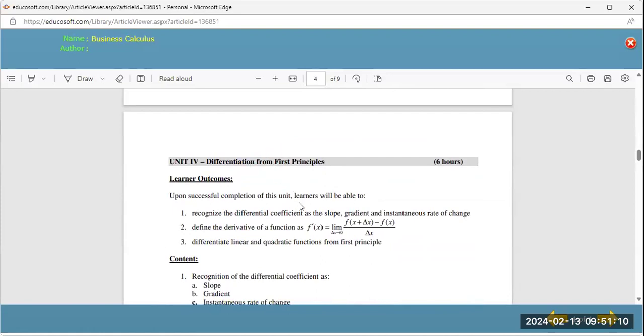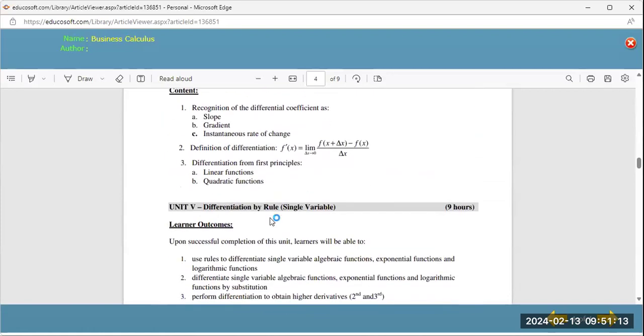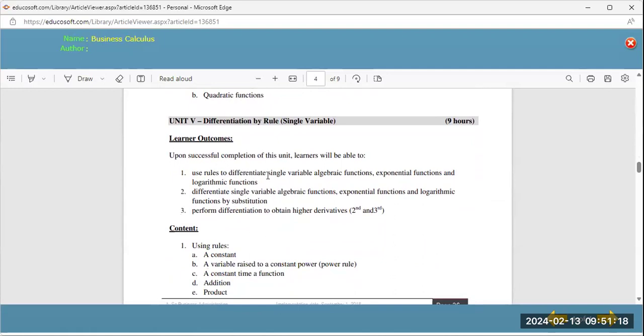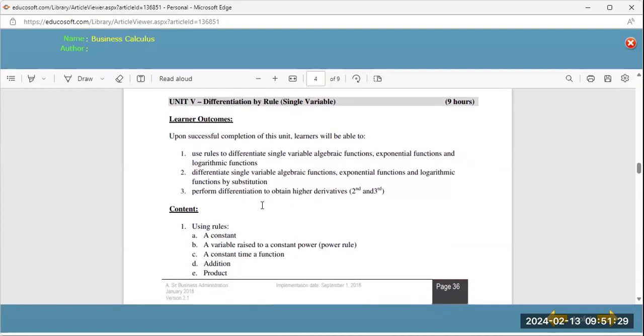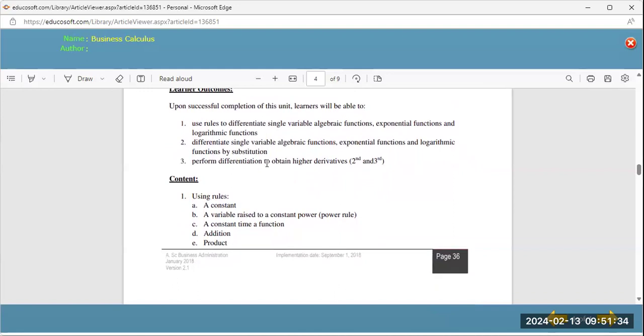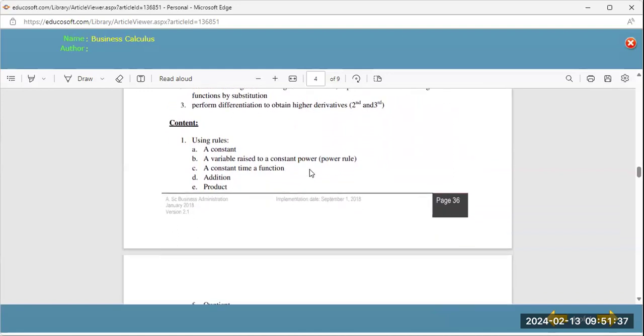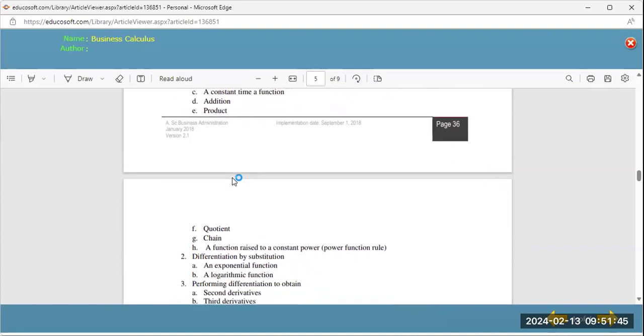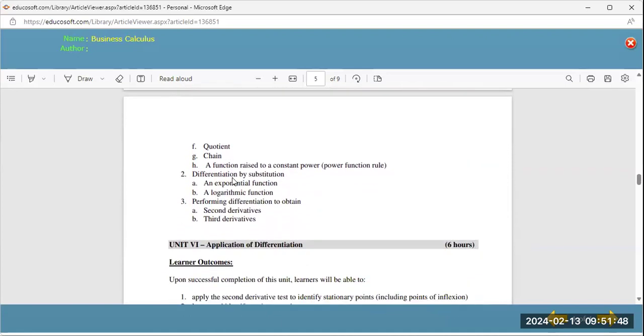I did differentiation from first principles. I am now on differentiation by rules, looking at single variables. All right. So it says use rules to differentiate single variable algebraic functions, exponential functions, and logarithmic functions, differentiate by substitution, and perform differentiation to obtain higher derivatives for the second and the third order. Talk about a constant of addition, product, quotient, chain, and those different rules.